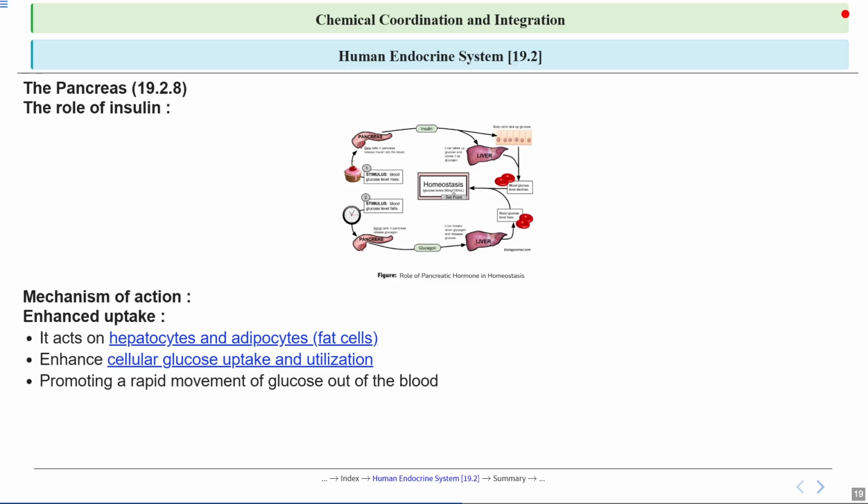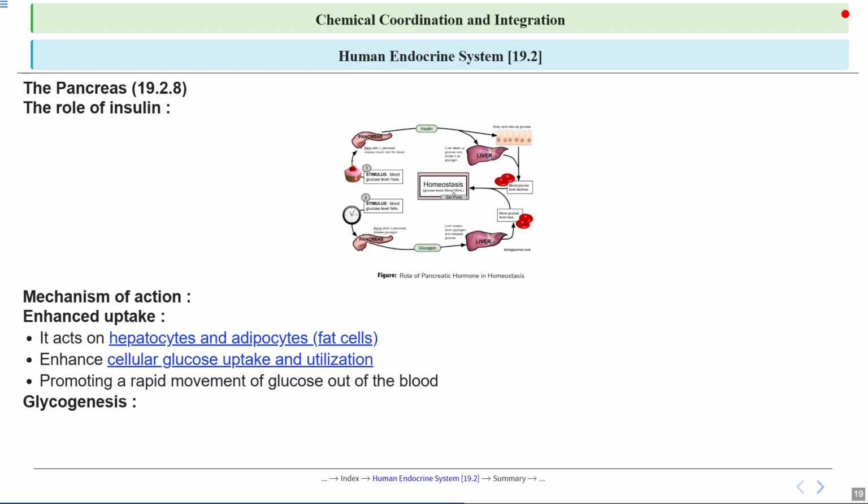It promotes a rapid movement of glucose out of the blood. This is mainly achieved through insulin, which is the hormone released by the pancreas when blood sugar levels are too high. Insulin helps cells in the body, like muscle or fat cells, take glucose from the blood, which lowers blood glucose levels very quickly.